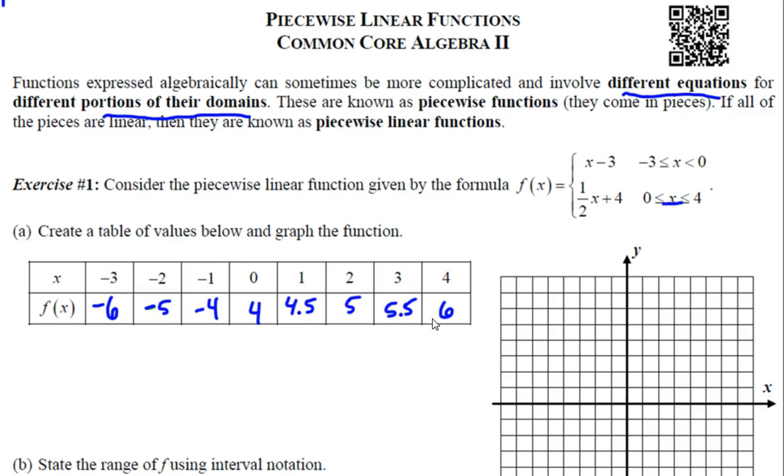Okay. So at this point, it says create the table of values, check, graph the function. So I'd like you to plot these points and then do what you think you should do in terms of connecting the points in a way that makes sense for this domain, then play the recording when you're ready.